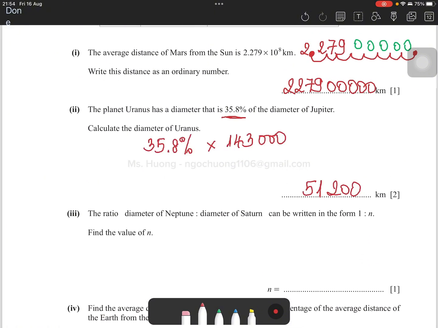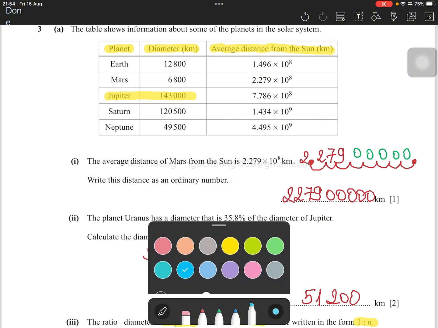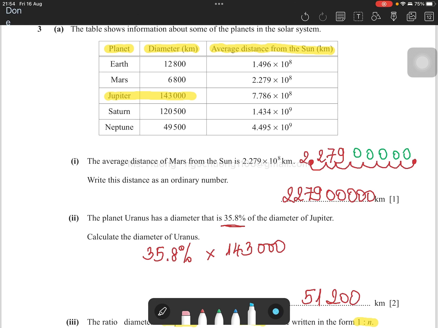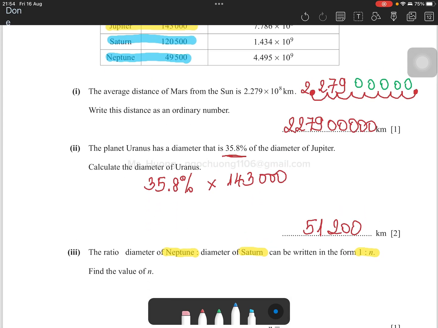The third question: the ratio diameter of Neptune to diameter of Saturn can be written in the form 1 to n. So we need to focus on Neptune and Saturn, and then we write it in the form 1 to n. So let's check the table, Neptune and Saturn. Neptune is here. We are talking about the diameter, and Saturn is here. So we need to compare 49,500 and 120,500.